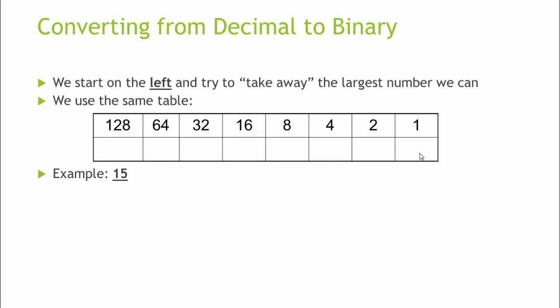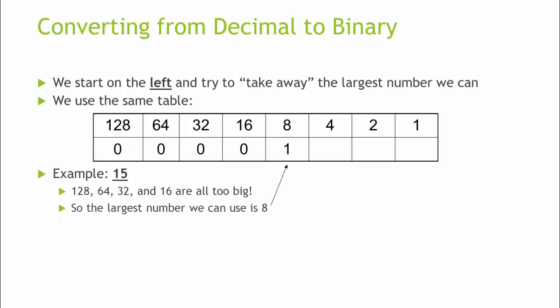So what we're looking for is the first number that is smaller or equal to 15, because that's the one where we're going to put in a 1 to say, yes, we need one of these things. To make 15, we don't need any 128s. We don't need any 64s. We don't need any 32s. We don't need any 16s. If we put 16 in, we've got too much. So we can figure out pretty quickly that we're going to put a 0, a 0, a 0, and a 0 in there. But when we get to 8, we say, oh yeah, we can use one of those. And we put a 1 in for the 8.